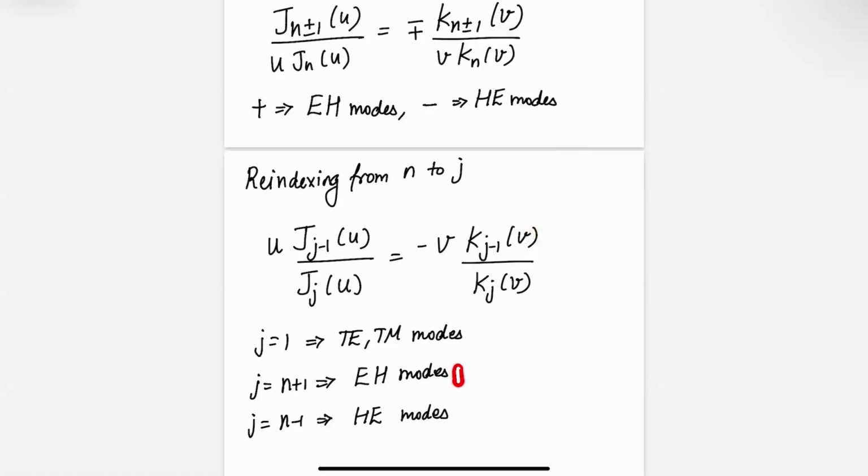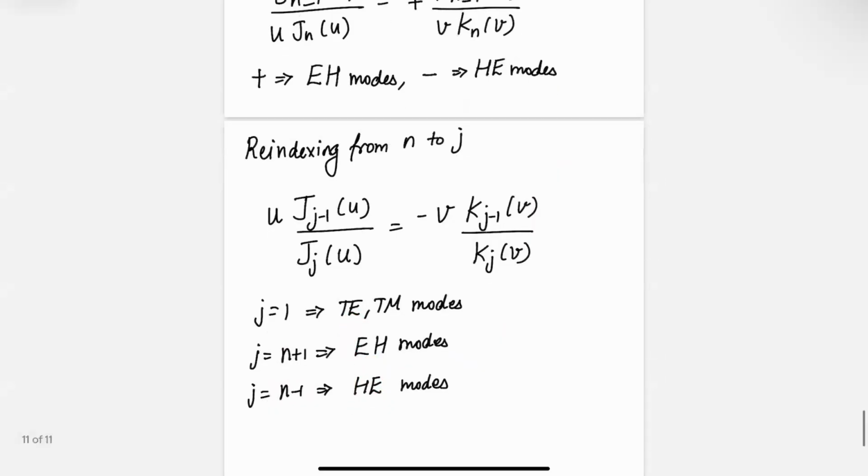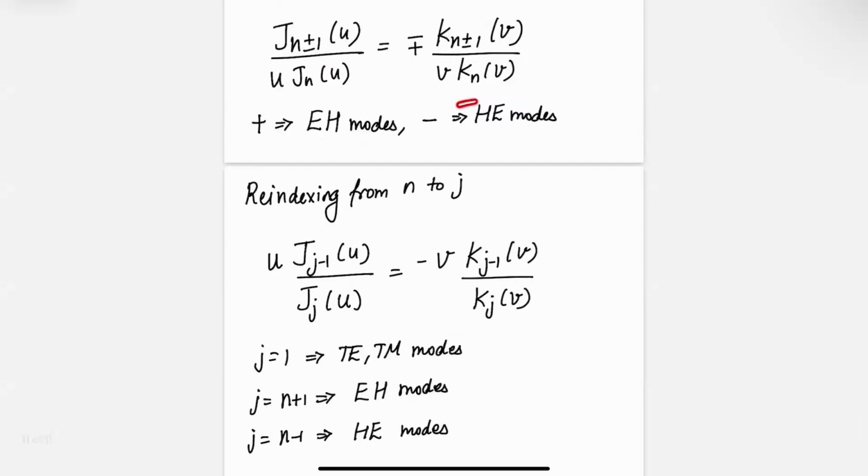So, the reason it is an EH mode is because if I set n equal to plus 1, then that reduces to the TM mode, right? And if I set n equal to 0, then this becomes j equal to minus 1. And HE we know corresponds to TE, right? So that's why we label them as EH and HE. But of course, you can also solve the differential equation, find U and V, substitute it into the fields, and then see that you in fact get EH and HE modes.